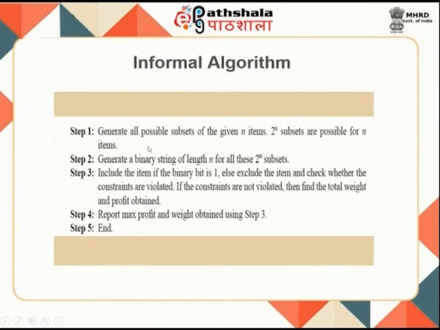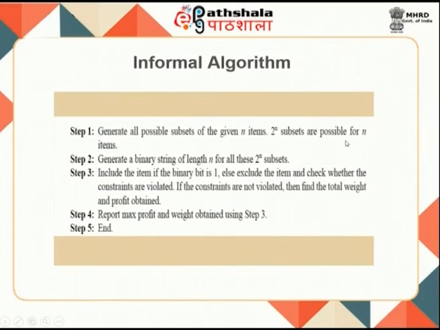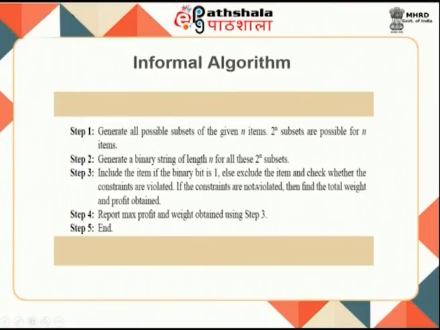I have to generate all possible subsets of the n items. That means 2 power n subsets are possible for n items. In other words, in this combinatorial problem, we are going to use the set as a combinatorial structure. I am going to generate a binary string of length n for all these subsets, and if the item can be put onto the knapsack, the binary bit is going to be 1, otherwise it is going to be 0.